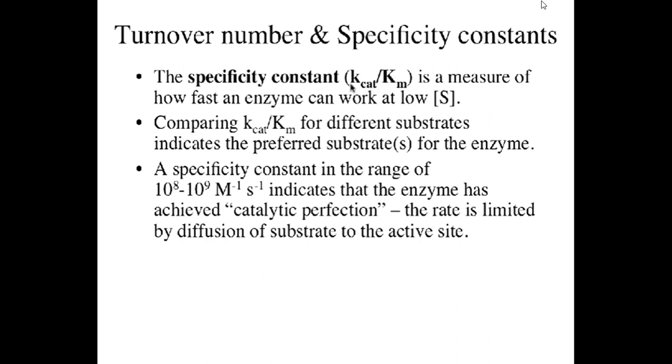We can define a specificity constant, kcat over Km, and that is how good the enzyme works with that specific substrate. So if you think about it, the higher the kcat is, the better the enzyme is. The lower the Km is, that is, the less substrate it needs to be saturated, the better the enzyme is. So if you have a high kcat and a low Km, this number is going to be very high. Okay? And if you have a specificity constant around 10 to the 8th to 10 to the 9th per molar per second, that means it basically can't go any faster. That's catalytic perfection. Essentially, the rate's limited by diffusion of substrate to the active site, because once it gets there, it gets turned into product instantly.